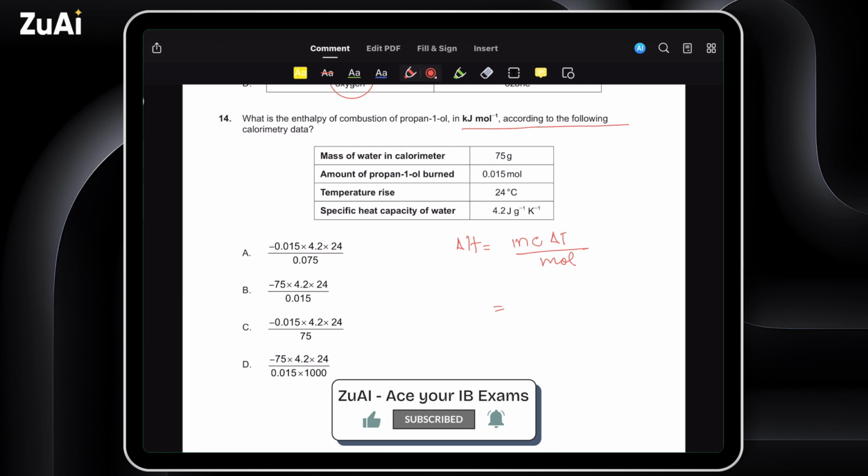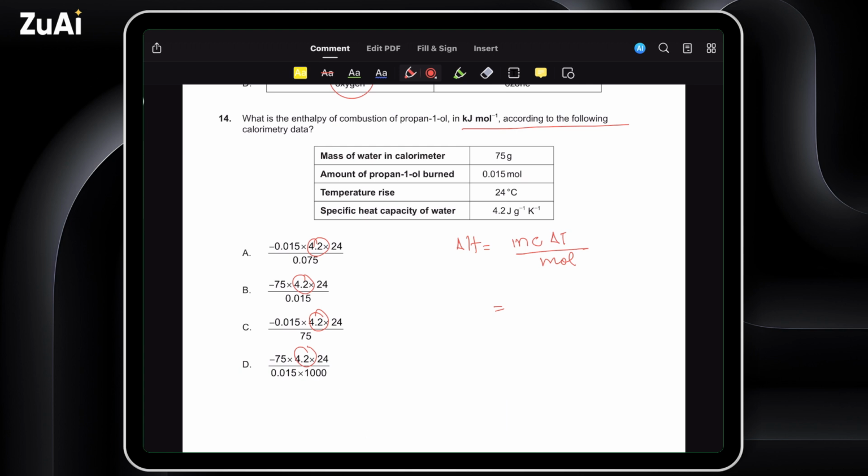C, specific heat capacity 4.2, times change in temperature 24. Okay. In kilojoules, the mass of water is 75. It should be there. It should be there. So these are wrong.